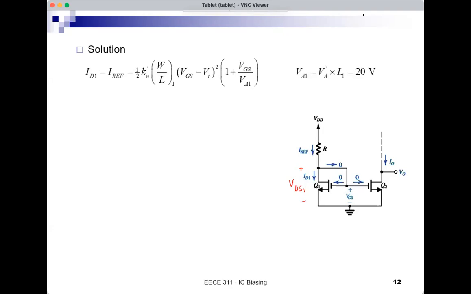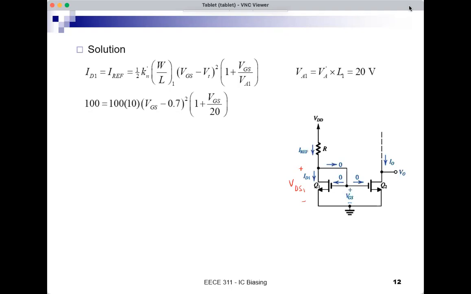I need first to find VA1. VA1 is VA prime times L1. VA prime is 20 volt per micrometer. L1 is 1 micrometer. So 20 volt. So that's VA1. And then 100 is the given current. IRF is 100 micro. It is half K prime N W over L1. So half K prime would be also equal to 100. W over L is 10.